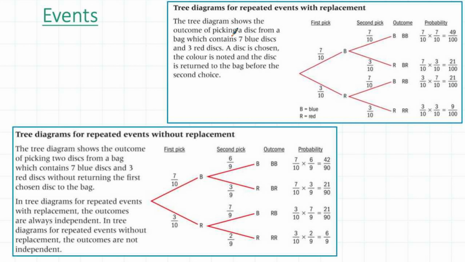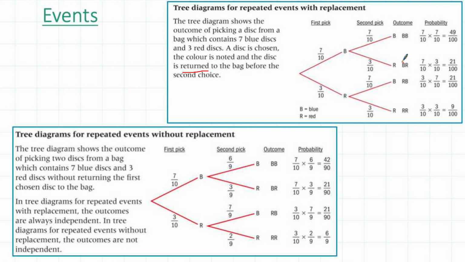If you look at the top example, this would be a repeated event with replacement. For example, you're picking a disk from a bag, you have 7 blue disks and 3 red disks, and you're choosing a random disk, noting the color, and then returning it to the bag and picking another. This is important because replacing it does not impact the total probability. If I'm picking blue in my first pick, I have 7 out of 10 possible ways. If I'm picking red, it's 3 out of 10. Because I've returned it, when I pick a second time, I still have 7 out of 10 blue and 3 out of 10 red.